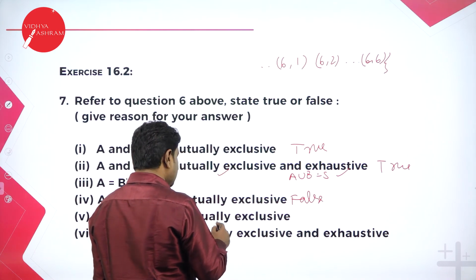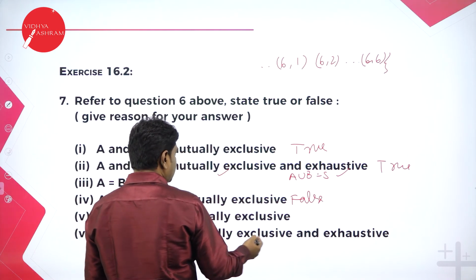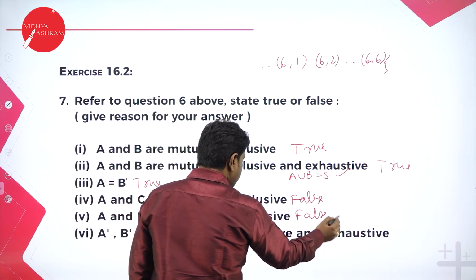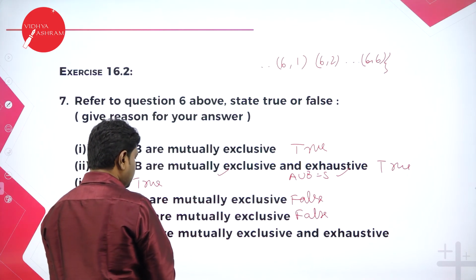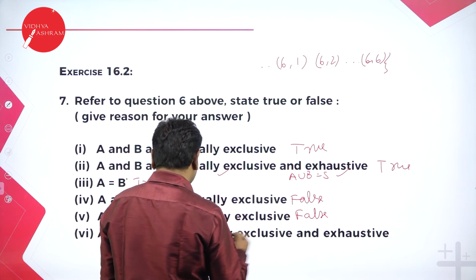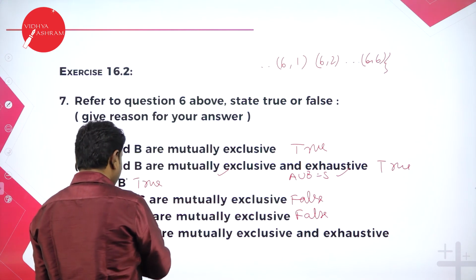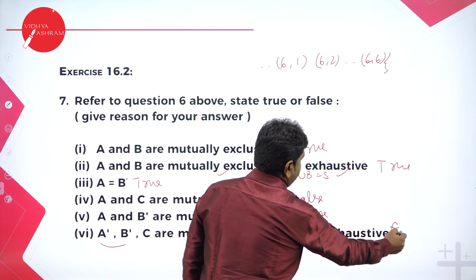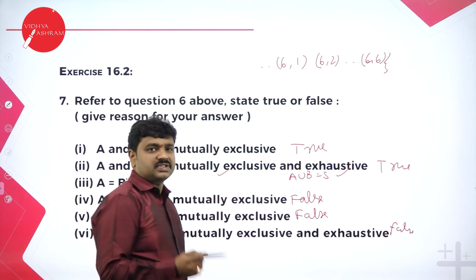And A and B dash are mutually exclusive? B dash is A, so it is false. B dash is the same as A. A dash, B dash, C are mutually exclusive and exhaustive? This is false. Why? Because we have common elements with C.